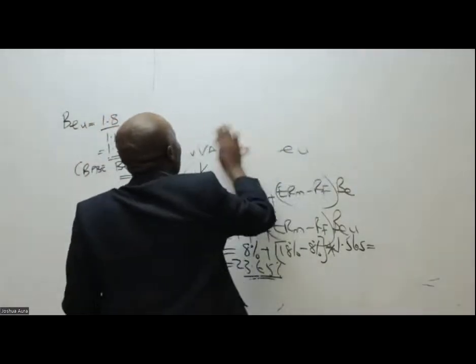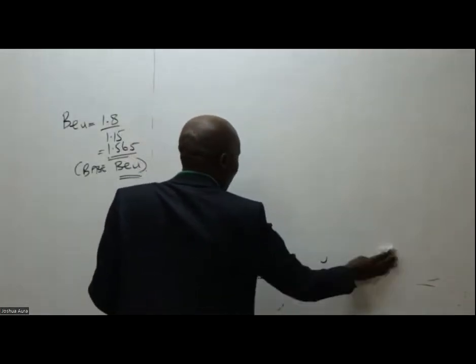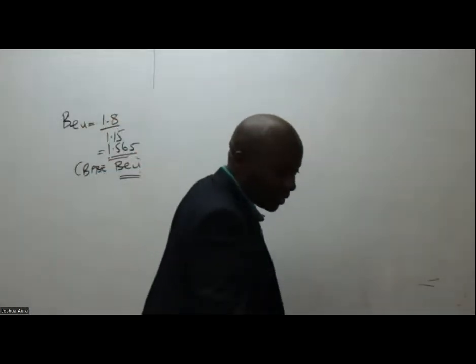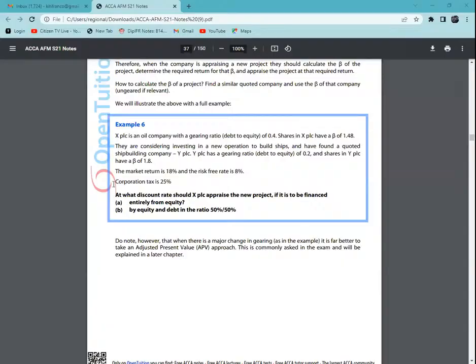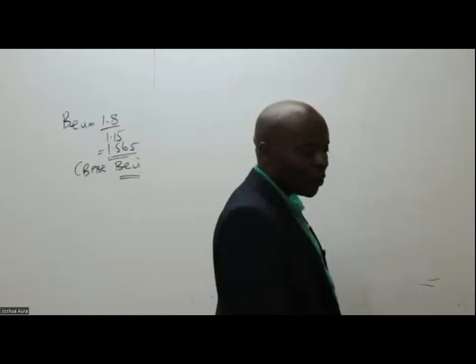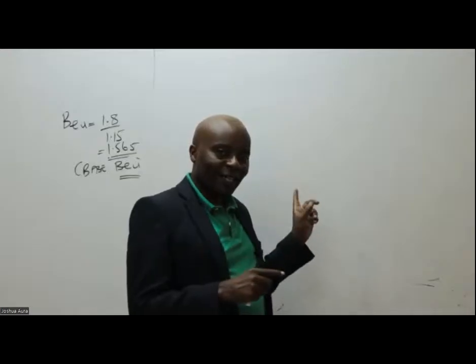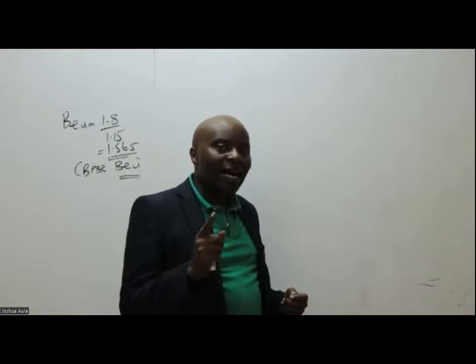Now, with your permission, I'll go straight away to number 2 of this question. I love it. Now we have some gearing, some debt coming in the equation. This time around, the financing is through equity and debt in the ratio of 50 to 50. No worries at all. It means that we must convert the BEU that we got there into BEL, because now the firm we are dealing with has debt.